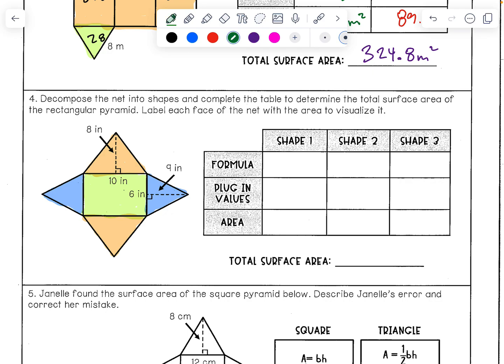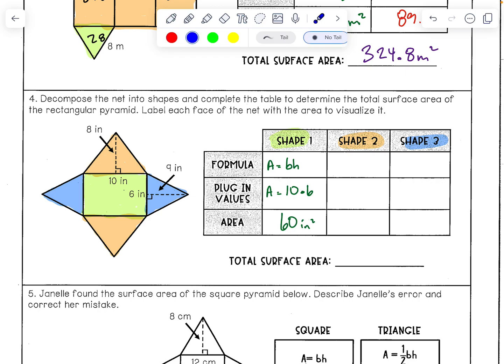First of all, shape number 1, let's say that's my base, that's my green base. Shape number 2, let's make that the orange ones. And shape number 3, let's say those are the blue triangles. So start with the easiest. Shape 1 is a rectangle, so it's just going to be base times height. Base times height is 10 times 6. If you're not sure, take a look. This is 10, that's 6, which means this is also 10 and that's 6. So it's base times height, which gets us 60 square inches.